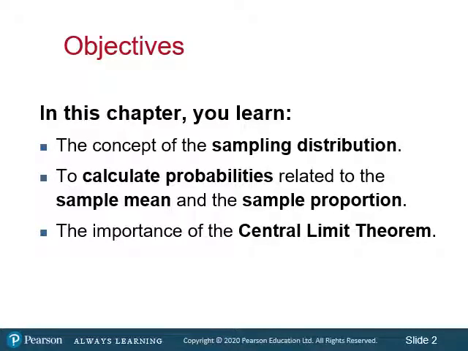In this chapter, what you will be learning is the concept of sampling distribution, how to calculate probabilities related to sample mean and the sample proportion, and also the importance of the central limit theorem.